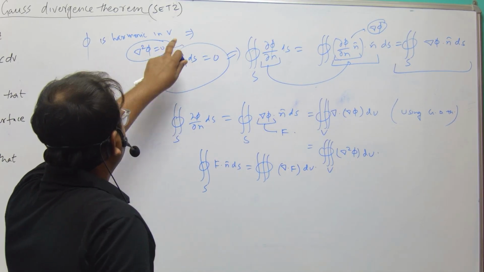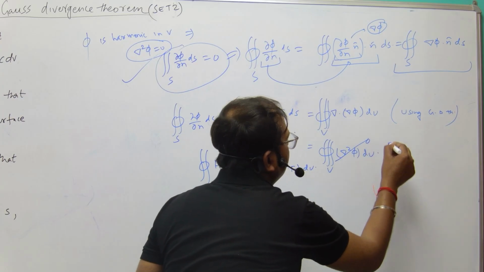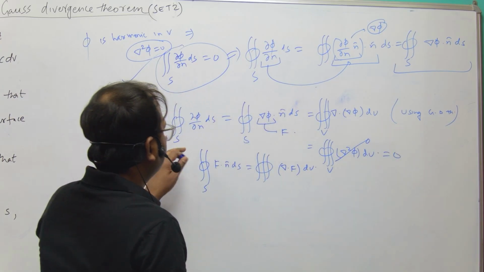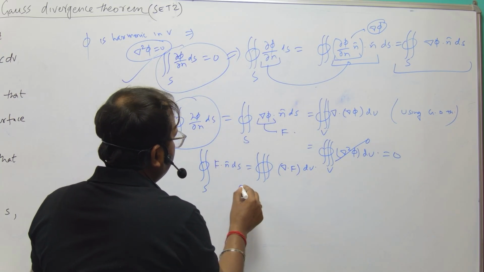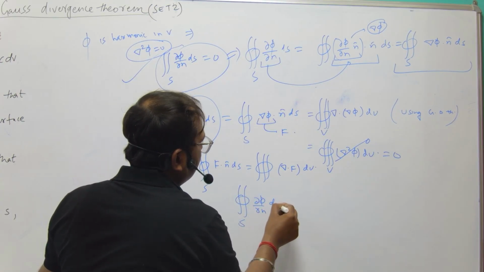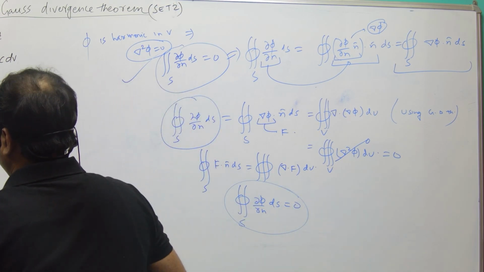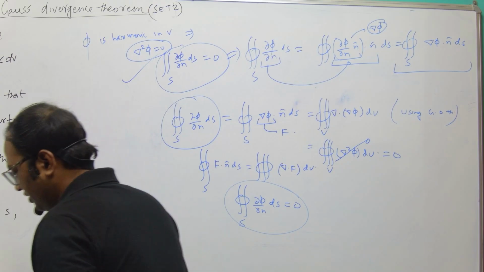Since phi is harmonic in V, del square phi is equal to 0. So this is straight away 0. This means the surface integral of del phi upon del n into ds is equal to 0. So this is what we had to show in the question. Now let us discuss question number 13.